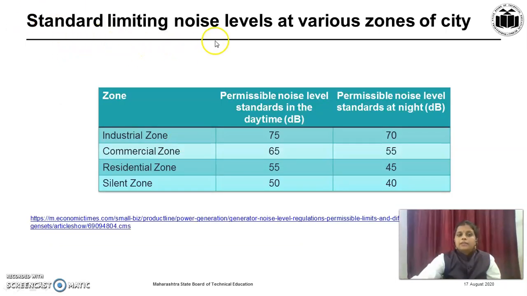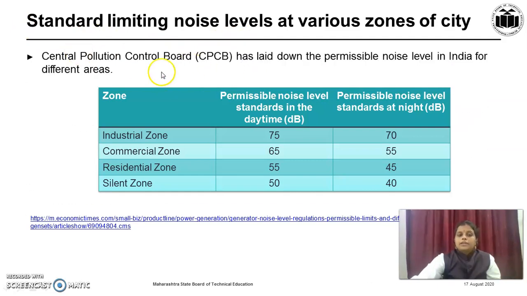Then, the standard limiting noise level at various zones of a city. The Central Pollution Control Board (CPCB) has laid down the permissible noise level in India for different areas. It is very essential. According to this, the zones are of four types, that is industrial zone, commercial zone, residential zone and silent zone. The permissible noise level standard in the daytime and the permissible noise level standard at night time.